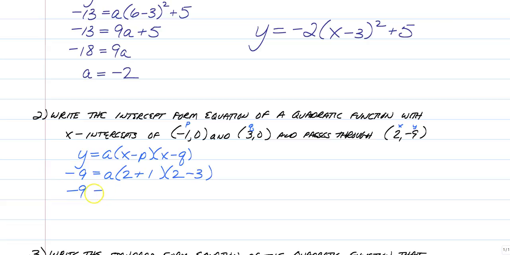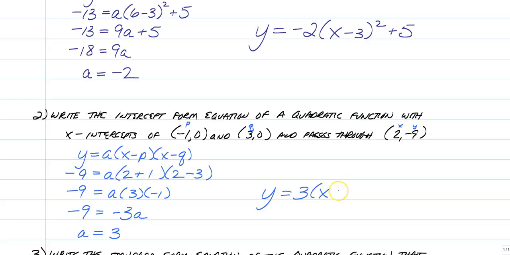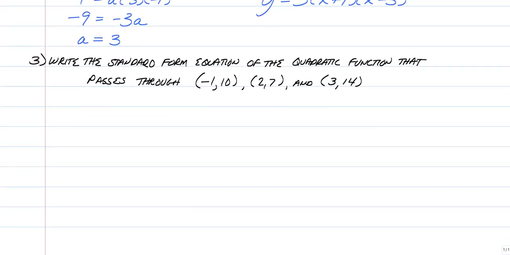So we have negative 9 is equal to a times 3 times negative 1. So negative 9 is equal to negative 3a. So divide both sides by negative 3 and a is equal to 3. So now that we have a, we just have to write our final equation, which is y is equal to 3 times x plus 1 and x minus 3. Okay? And that's it. That's all we had to do. Now the last one is different. The last one is when we are given 3 points.